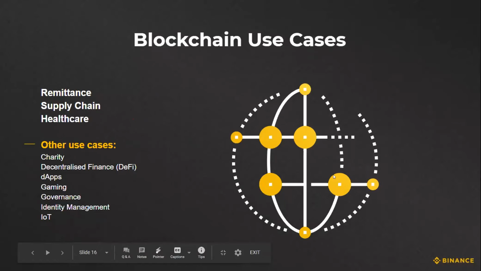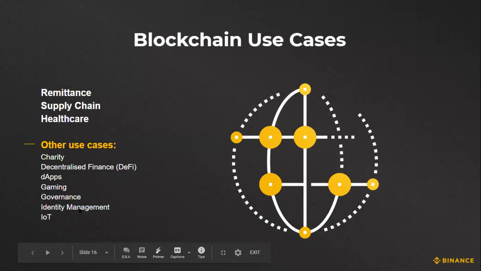All right, so I'll talk about blockchain use cases. I told you before that blockchain can be used for various activities, for various things. So you have remittance, supply chain, and healthcare. These are just a few of the things that blockchain can be used for. Other use cases are charity, decentralized finance. We've heard about this. We'll talk about this very soon. dApps, gaming, governance, identity management. This will take me a while to explain. But the Internet of Things also.